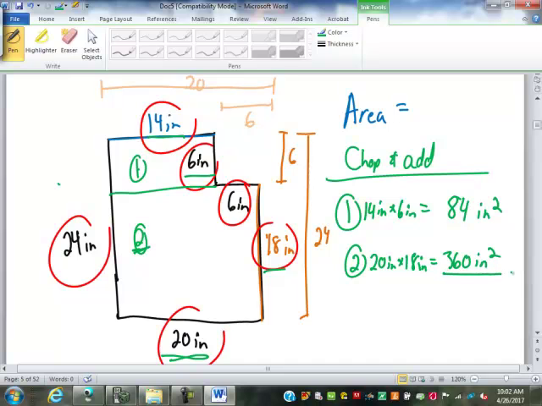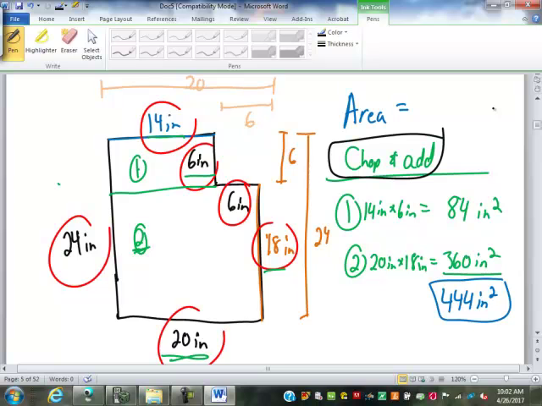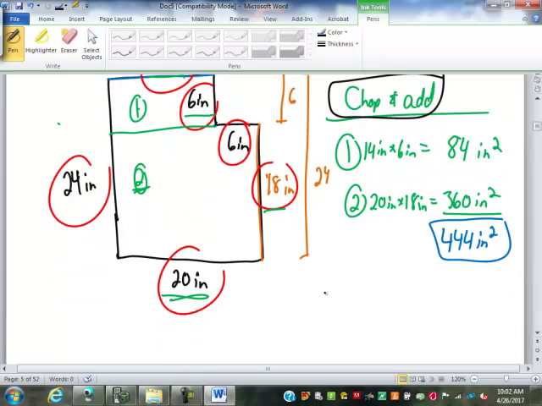So 360 inches squared. If we add those up, we get 444 inches squared is our area. The other option, that was chopping and adding. The other option was we could find a larger area and subtract.